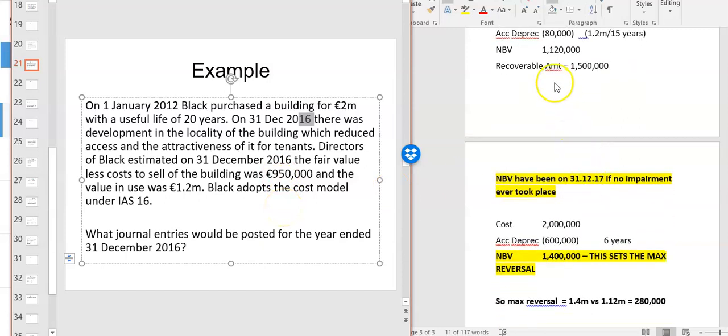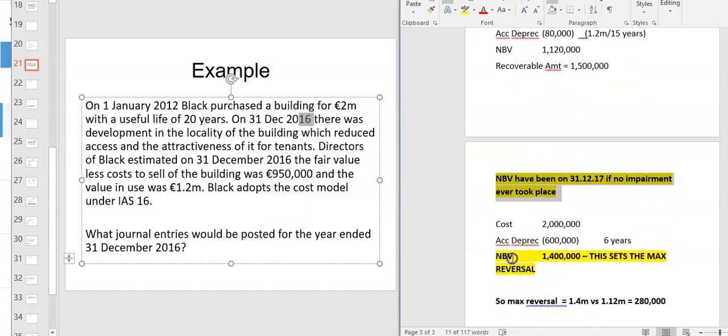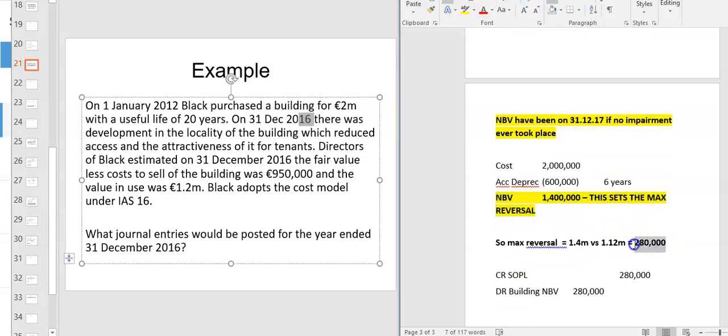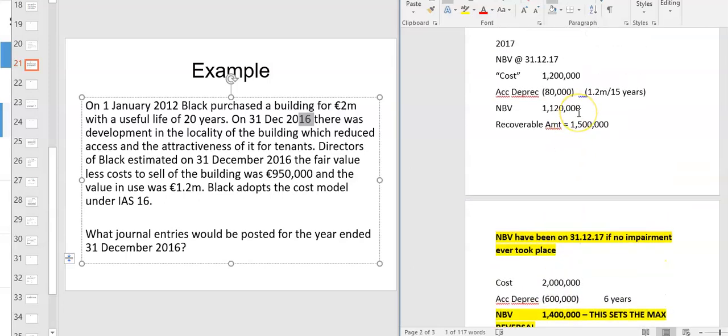Any reversal above its true net book value, which is this here, is technically a revaluation. It's not under the remit of IAS 36. IAS 36 is the lower of carrying value and its recoverable amount. The correct carrying value here is the 1.4 million. That's why we only reverse it 280. If you want to go up to 1.5, that last 100,000 would actually go into OCI under IAS 16. So it's a different remit completely. But that will be clear in the question which model the particular company uses so you know what adjustments to make.